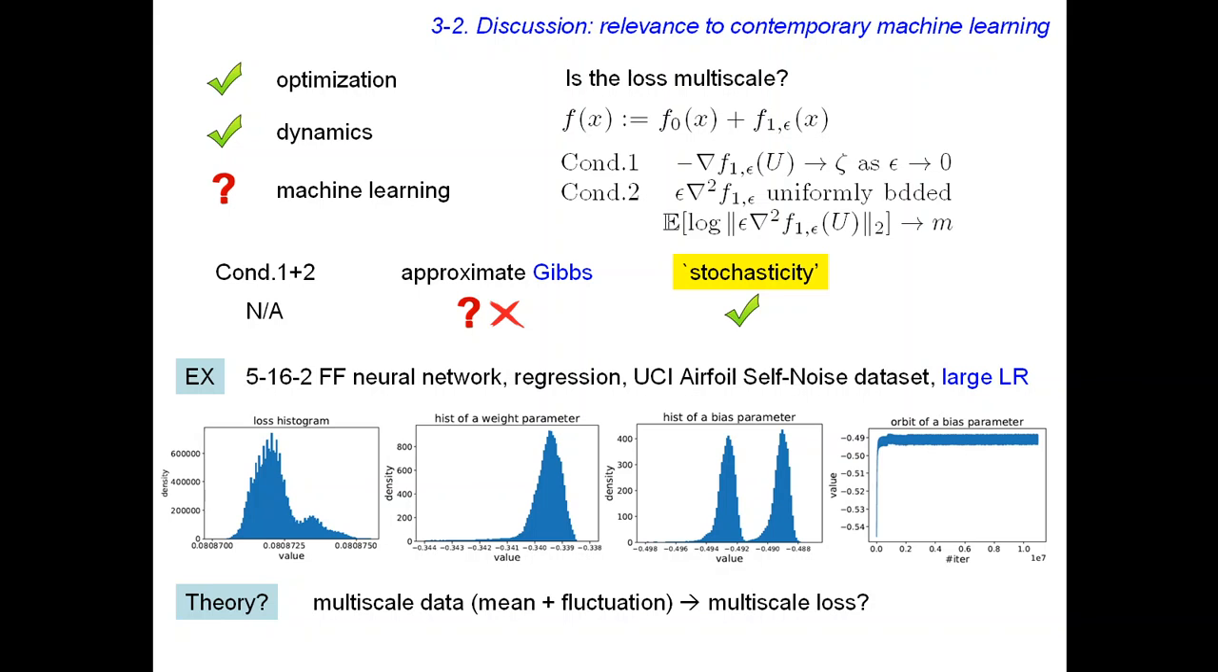So yes, you will still have stochasticity in the training of at least some neural networks. Do we have any theory on that? Well, we have some preliminary results.